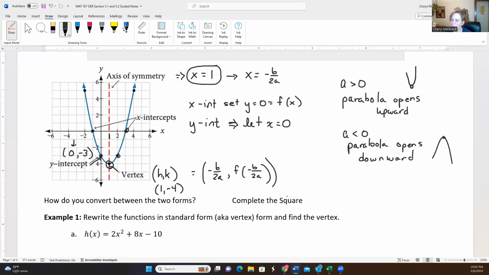All right, so how do we convert between the two forms? It's very useful if we are able to convert between the two forms, the general and the standard form, or the general and the vertex form. Well, we do that by completing the square. So to remember how to complete the square, we're going to do a little crash course in that skill. Let me take you to a different page.